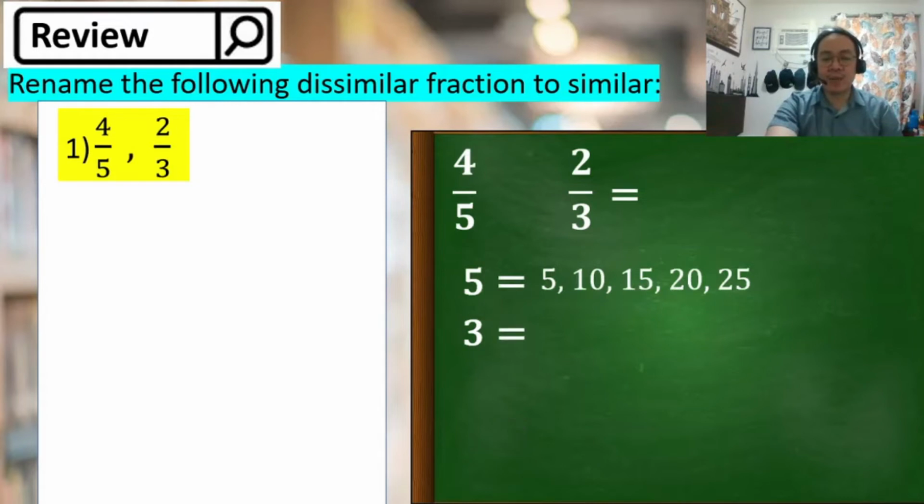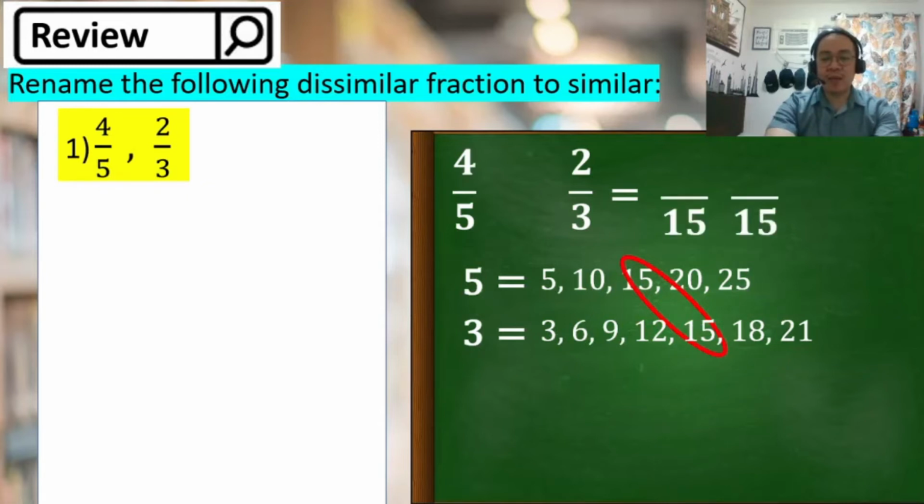Si 3, anong multiple niya? Skip counting by 3: 3, 6, 9, 12, 15, 18, 21. Now, try to look for the least common multiple. Yung meron si 5 at meron si 3 na yung pinakamababa. So, pinakamababa niya ay 15. Therefore, the LCM is 15. So, we will be using the least common multiple of 5 and 3 as their least common denominator. So, 5 and 3, papalitan na natin siya ng ating least common multiple na gagawin na nating LCD niya, which is 15.